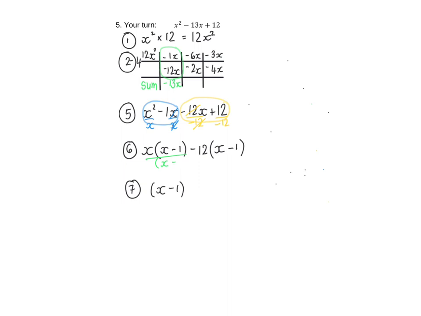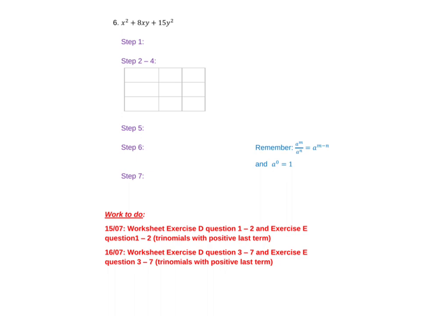So we divide by that common factor in each term, and then we write the remainder in the second pair of brackets. So x and negative 12 remains. The last example I'm going to do with you today is just an extra example where there is an x and a y, more variables being used in the expression. Okay, so the steps remain the same.